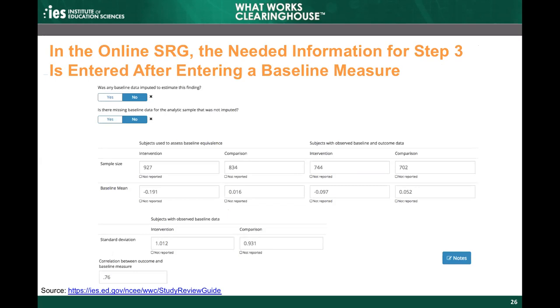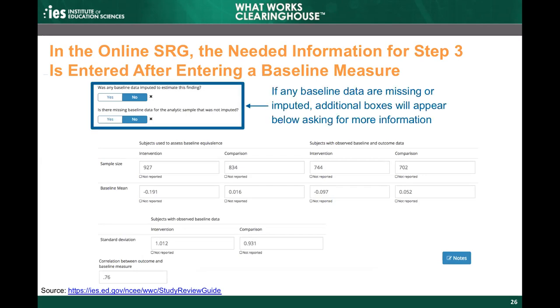Okay. And where you would enter this information in the online study review guide is after entering a baseline measure, and it would look something like this. So it asks: subjects used to assess baseline equivalence, subjects with observed baseline and outcome data, subjects with observed baseline data. And this is for the simple scenario in which we have no missing baseline data in the analytic sample. But if there are baseline data that are missing or imputed, additional boxes will appear below asking for more information. A slightly different set of formulas will be used to assess this more complex scenario, but the information required is not substantially different if you also have some missing or imputed baseline data.